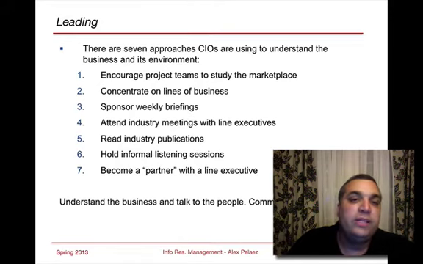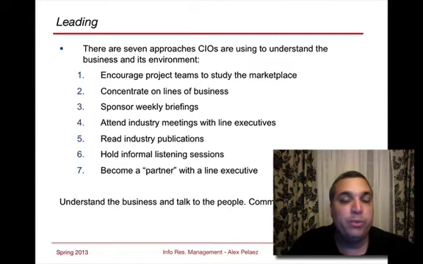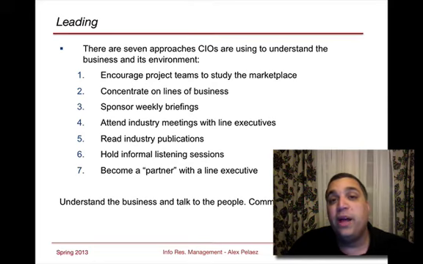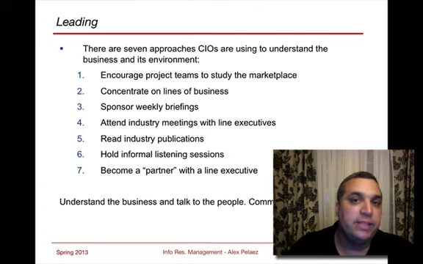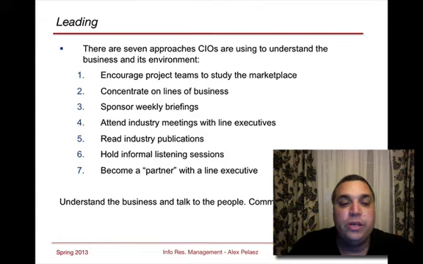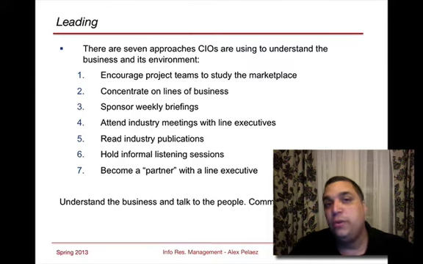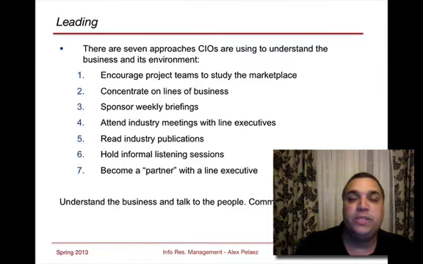Hold informal listening sessions. You'll see some CIOs actually hold town hall meetings to say, "Hey, this is what we're doing, and what do you need us to do?" And become a partner with a particular line executive. This partnership is really a theme that continues in a lot of organizations. So basically, it's understand the business, understand the industry, talk to people, and communicate effectively. And that's really what the CIOs not only expect of themselves, but they expect their teams to do the same thing.